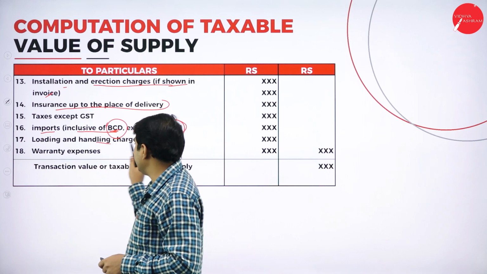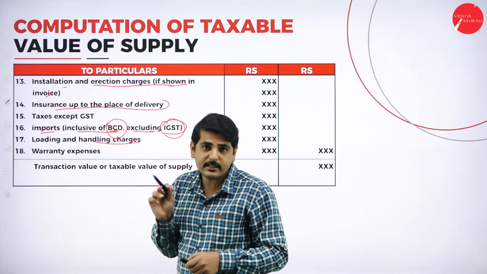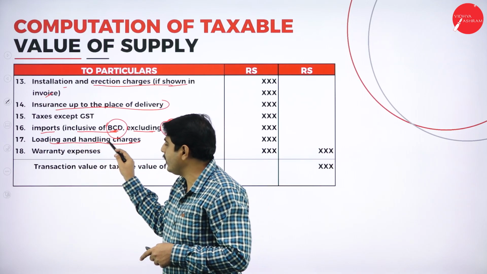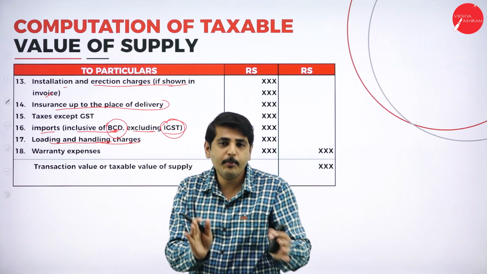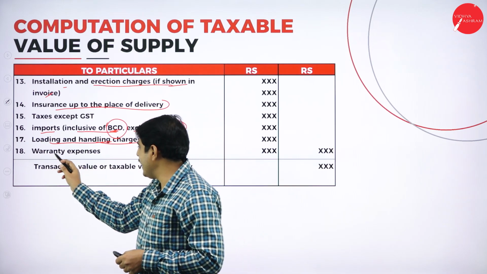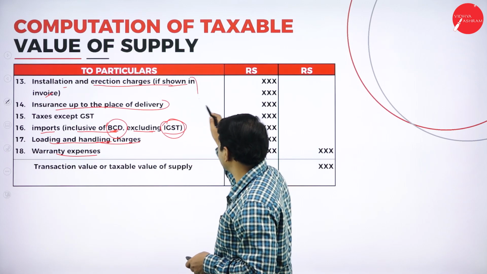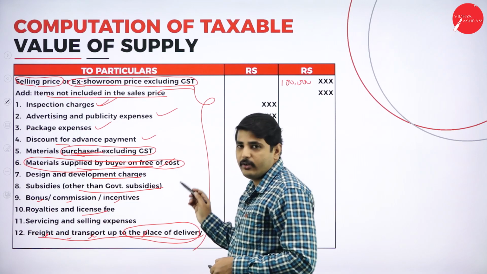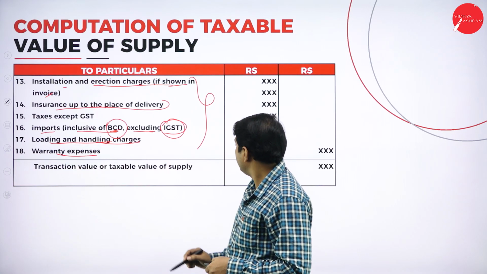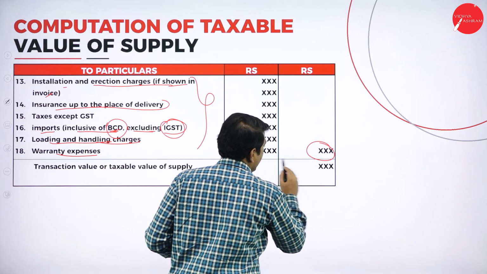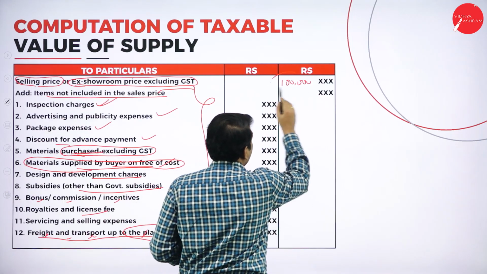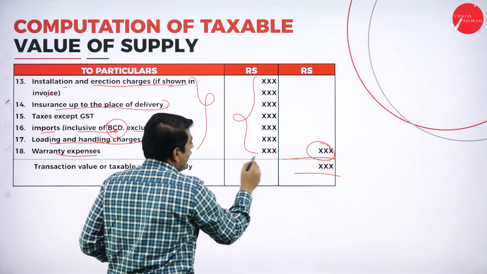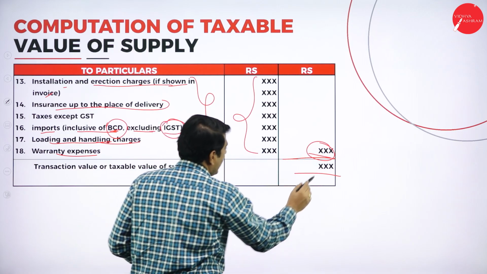Next one, loading and handling charges. Only loading and handling charges at the port, or up to the goods reaching the port. If they charge loading, unloading or handling charges once the goods reach the port, we should not consider them. Next one, warranty expenses. So add all these items here also. Add all the amounts here which were excluded while calculating the value of supply, total them and add back to this amount. So this 1 lakh rupees plus all the amounts here, add it and it will become the actual value.